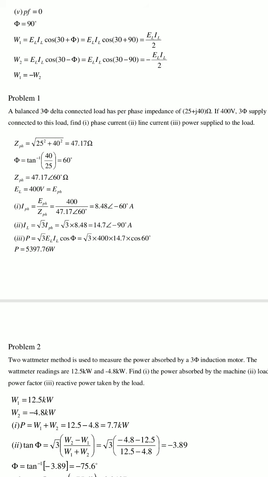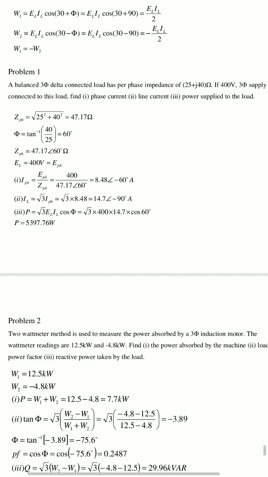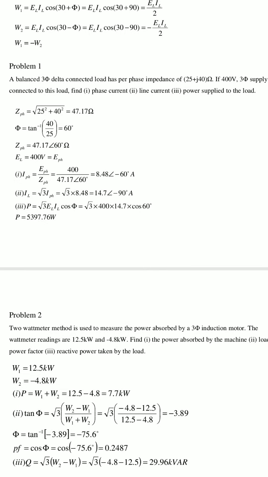Now P is equal to root 3 E_L I_L cos phi, it is equal to root 3 into 400 into 14.7 into cos 60. So now P is equal to 5397.7 watts. This is the power in the three-phase delta connected load.